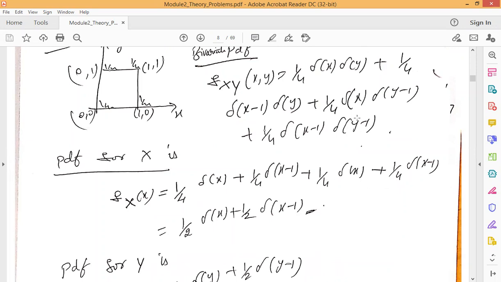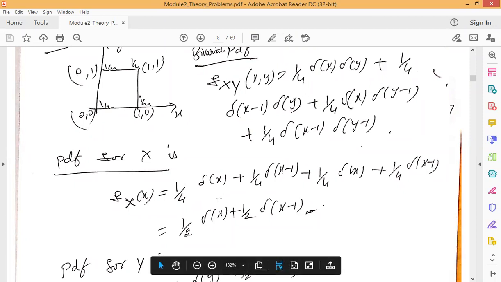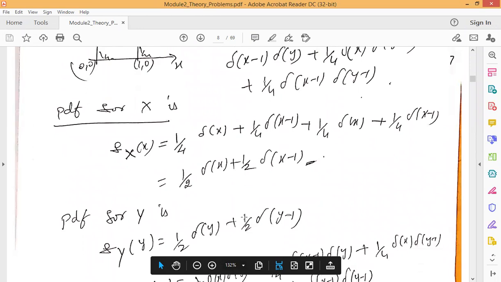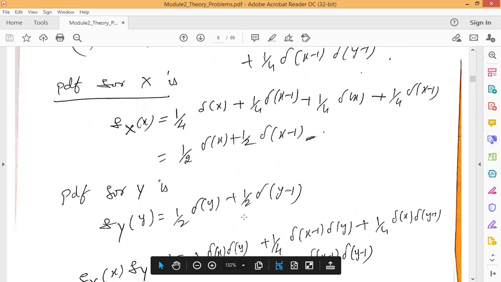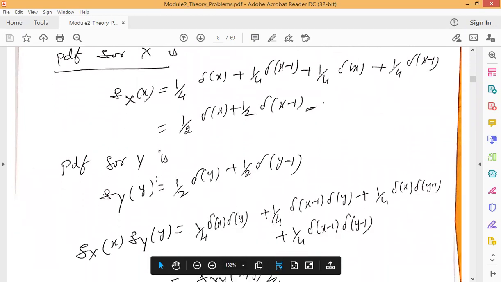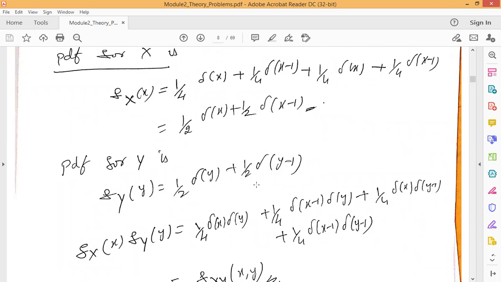Here, making all these values as 1, the remaining terms have to be written. Simplifying this, we get 1 by 2 delta of x plus 1 by 2 delta of x minus 1. Similarly, we can show the marginal PDF equation for random variable y as 1 by 2 delta of y plus 1 by 2 delta of y minus 1.